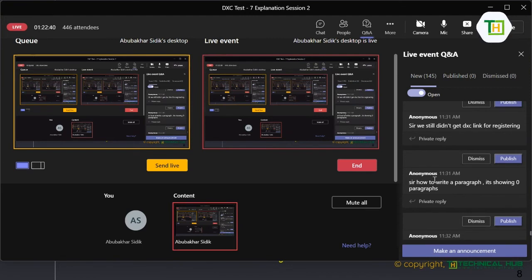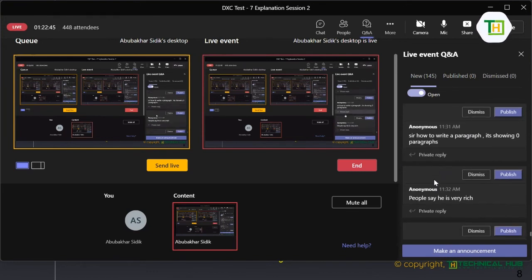Sir, we still didn't get a DXC link for the registering. You will get it shortly, don't worry. Else if you have, you can contact our placement cell. You might know some people from the placement cell. You contact them. Okay, sir, how to write a paragraph, it is showing zero paragraphs. So don't worry about paragraphs, boys. You just write three paragraphs. You don't bother about the paragraphs and all. That is newly implemented. There might be some changes to be made, but once you write, then we can get to know the mistakes and we'll try to upgrade it.